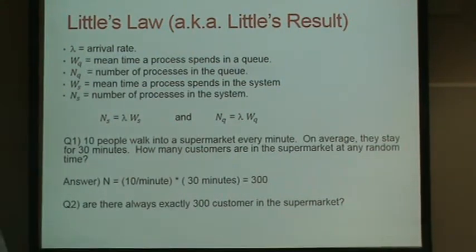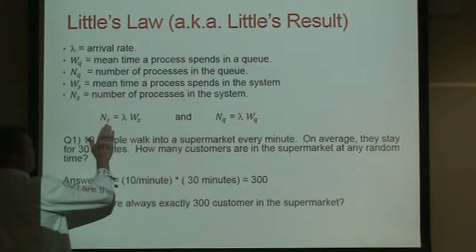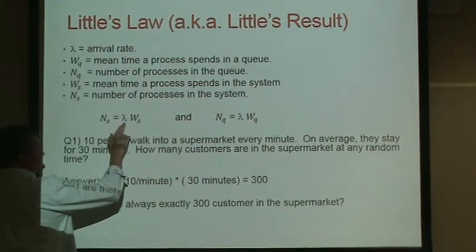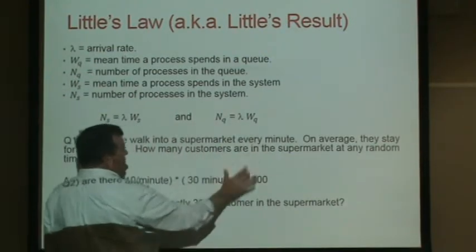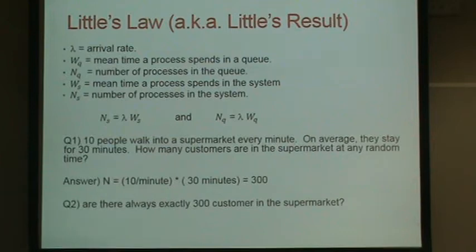So Little's result is basically this equation. The number in the system is equal to the rate into the system times the amount of time spent in that system. That's true for the system, and it's also true for the queue part of the system.